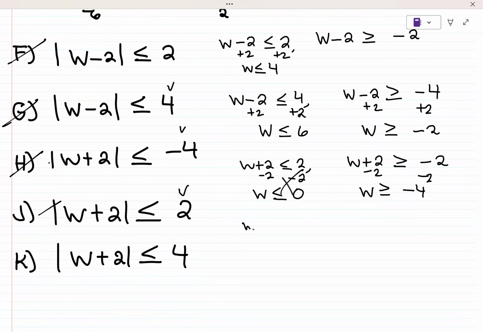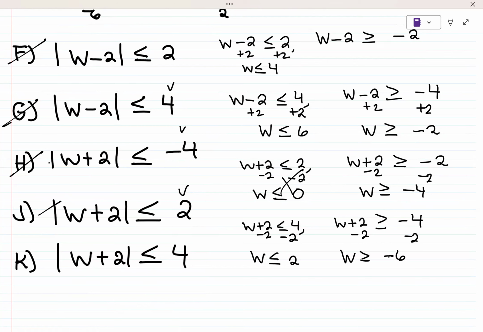It would be W plus 2 is less than or equal to 4, and then W plus 2, flip the sign, so it's greater than or equal to -4. Okay, so go ahead and solve for W. You're going to subtract 2. So you get W is less than or equal to 4 minus 2, which is 2. Here, you're going to subtract 2. You get W is greater than or equal to -6.